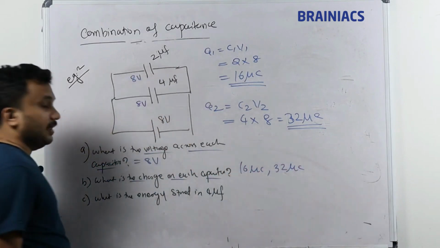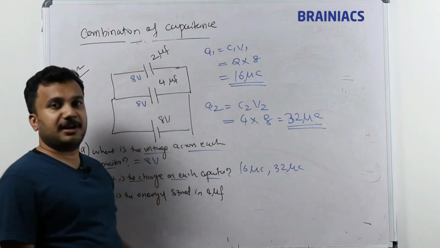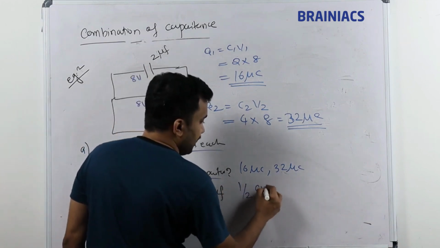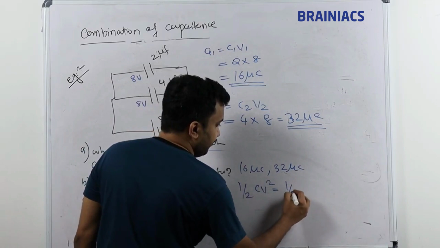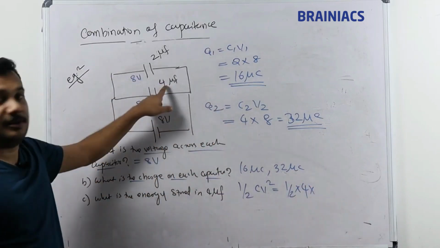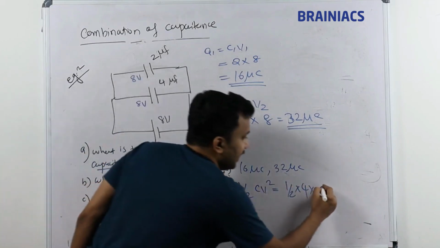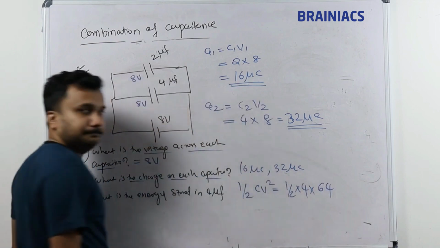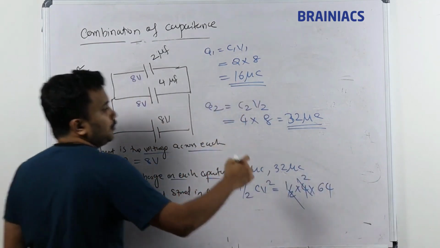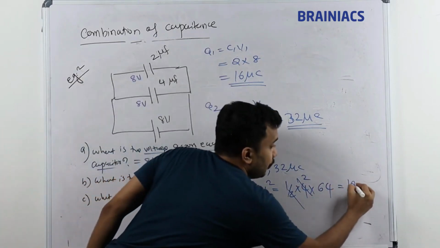The last question is, what is the energy stored in the 4 microfarad capacitor? Energy is equal to half CV square, which is half into the capacitance, 4 microfarad, into the voltage squared, 8 square, which is 64. This cancels with the 2, and 2 into 64 gives 128.